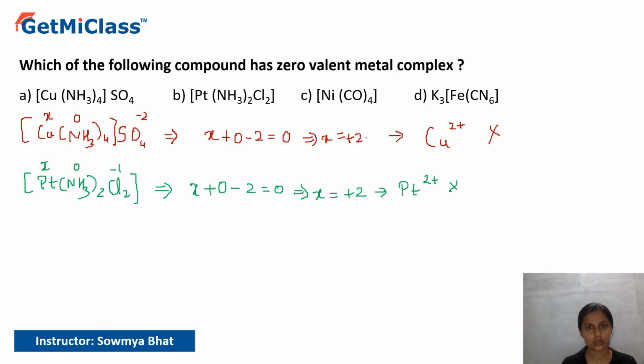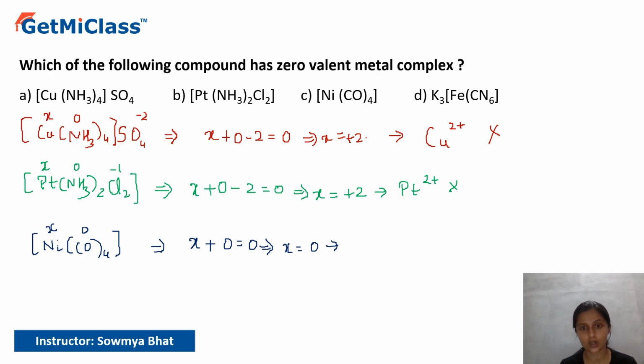The third option, nickel tetracarbonyl. Charge on the nickel, let it be X, and the charge on the carbonyl would be 0, which acts as a ligand. So X plus 4 times 0 is equal to 0. That means the charge X is equal to 0. The charge on the nickel is 0. So you have to remember, in all the complexes where carbonyl acts as a ligand, the metal will have a charge of 0.